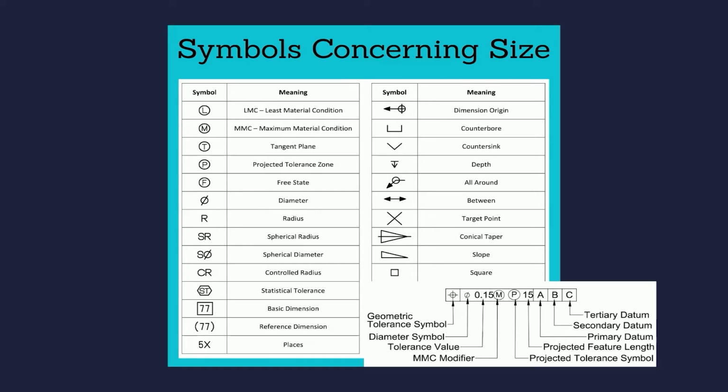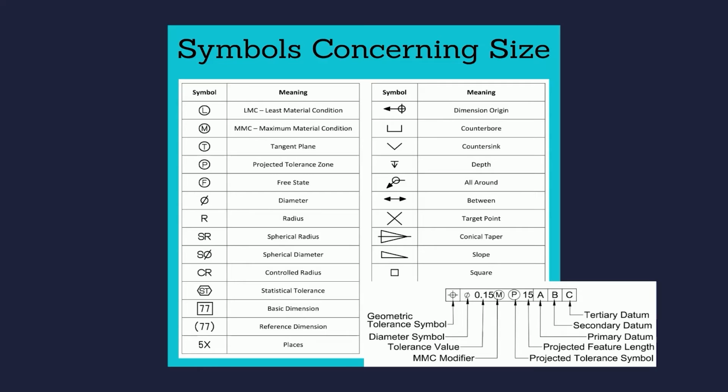You also have a tangent plane, a projected tolerance zone, and a free state. A free state is only used mainly in fixture-based measurement. That means that the part is being measured unbound by the fixture. Diameter is simply the diameter of a hole. Radius is the radius of a surface, and that is half the diameter. Then you'll run into spherical radius and spherical diameter, controlled radius, and statistical tolerance, which are not used very often. A basic dimension is just, hey, this should be approximately this, and a reference dimension is just that, a reference.